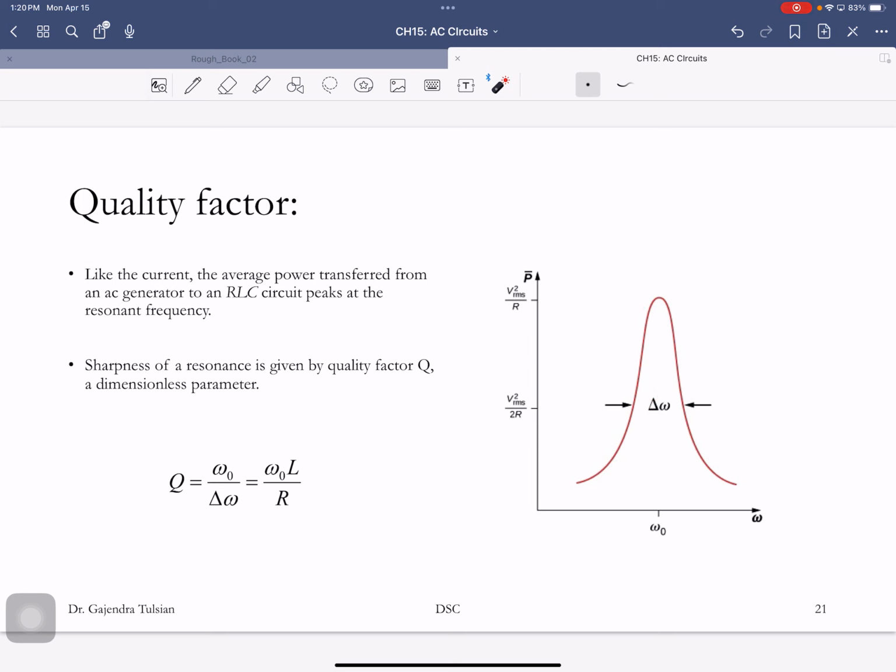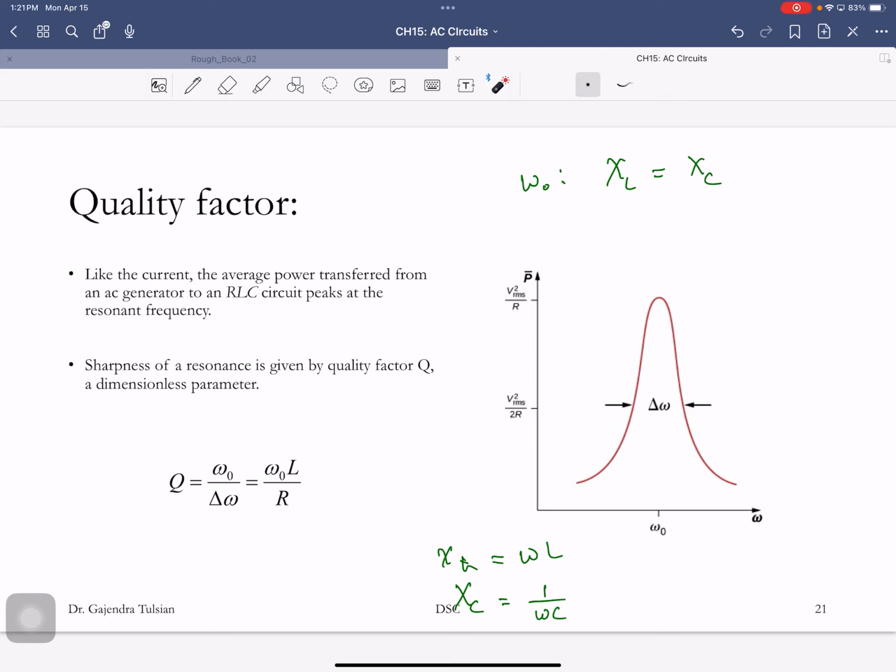So at omega naught, XL equals XC. The circuit is purely resistive, and maximum power is delivered. And if you increase frequency, so XL, remember, XL is equal to omega L, and XC is equal to 1 over omega C.